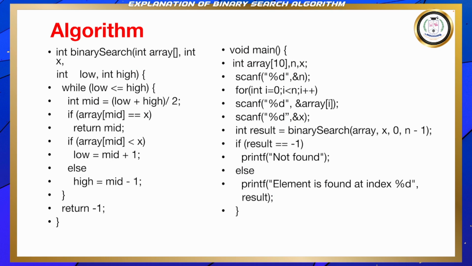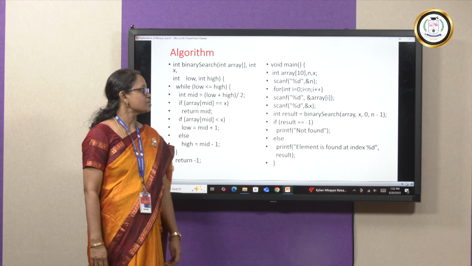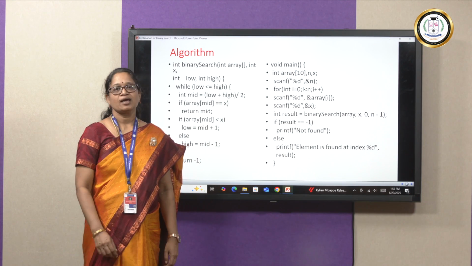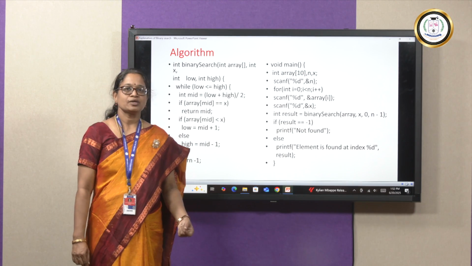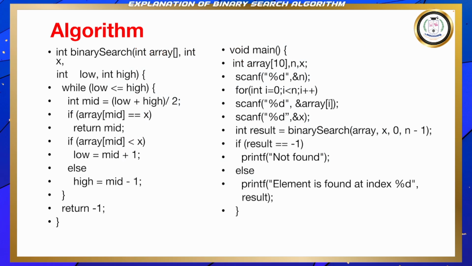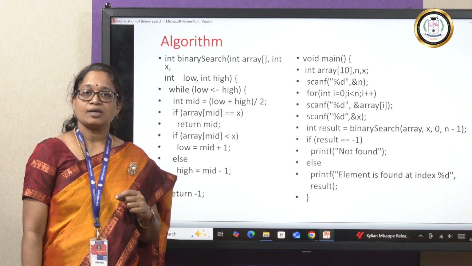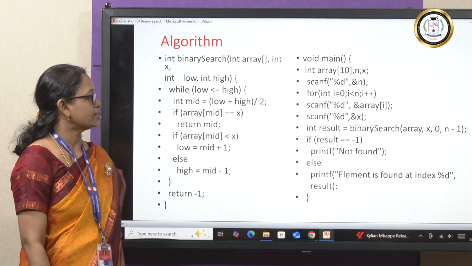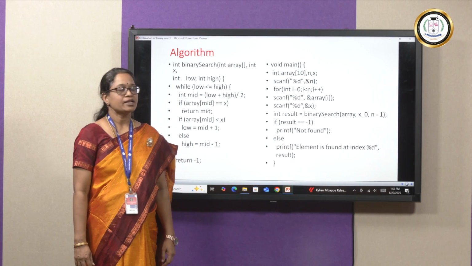Now let's have a glance of the algorithm. Let us start from the main function. In the main function, we see that we have declared three variables: array, n, which is the number of elements in the sorted array, and x, which is the target element, which is to be found in the sorted array. Get the number of elements n, get the array elements one by one using a for loop, and then get the target element x. Then call the function binary search.